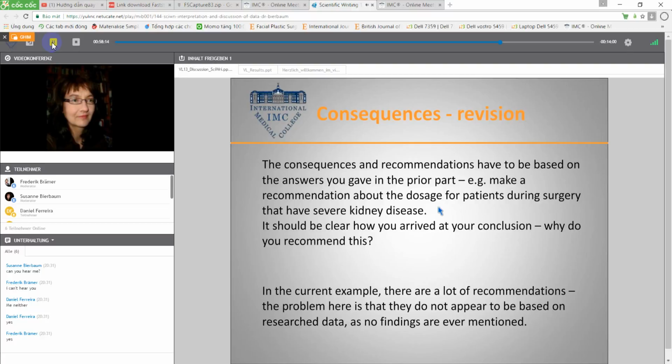The main point maybe is this: if you keep this in mind, it has to be clear for your reader how you arrived at your conclusion. Don't give just the conclusion. Make it clear. Why do you recommend this? Yes, because you found this out.